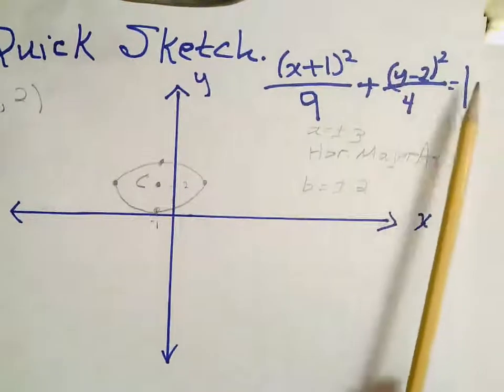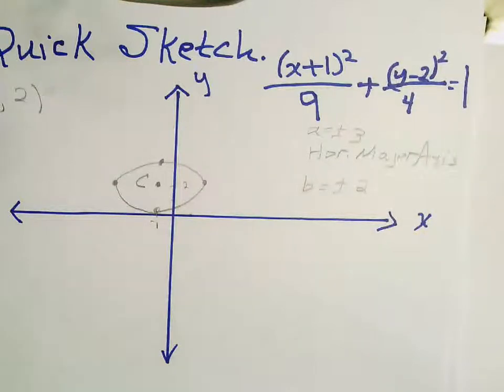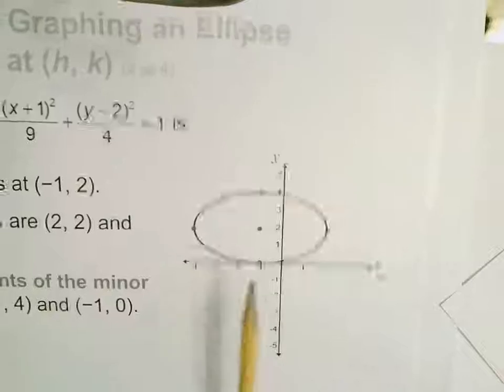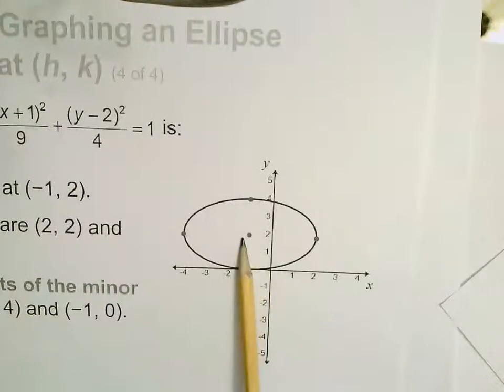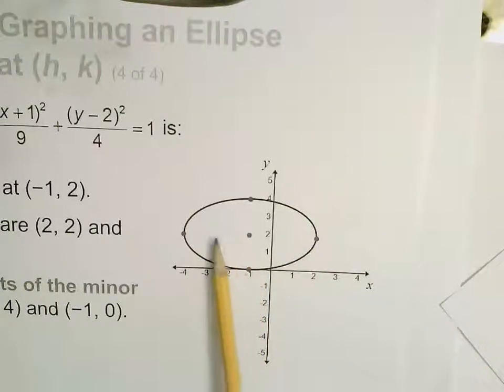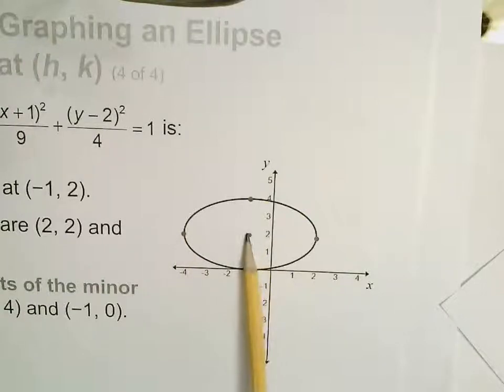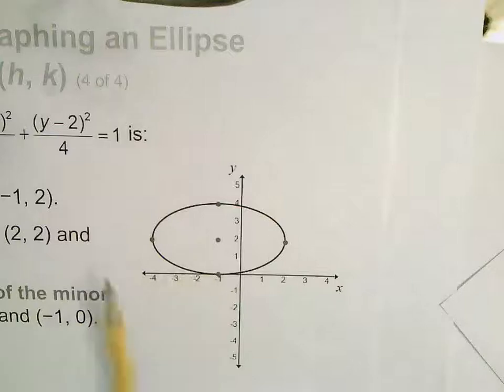Remember, when you're doing the ellipse, this must always be equal to 1. Here, this one looks a little bit better. See, here's -1, 2 as the center. Then we move to the right, since we have a horizontal major axis, 3 units. 1, 2, 3. Then we move back to the left 3 units. Then the b was 2, so from the center we move up 2 units, then down 2 units. And this is a very quick sketch of our ellipse where the center is not at the origin.